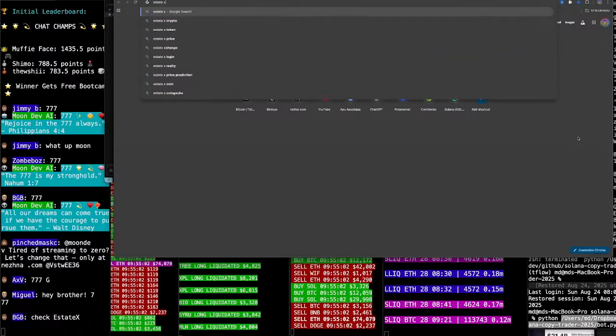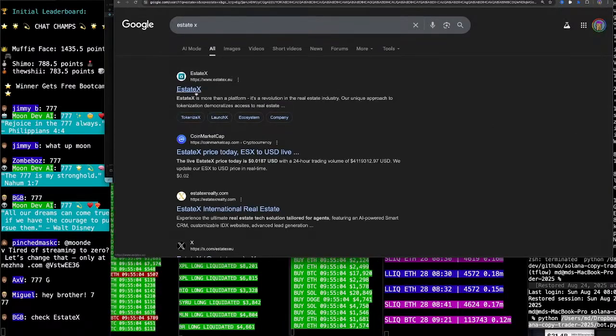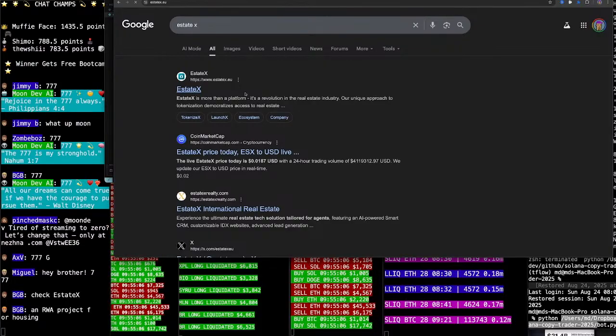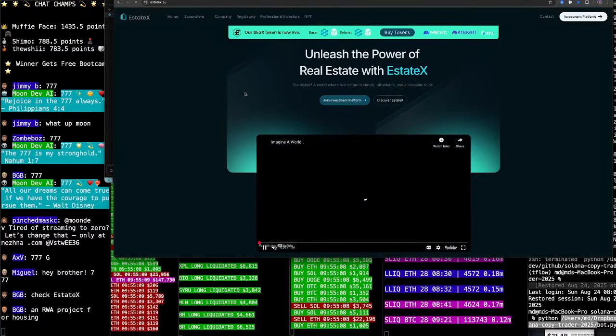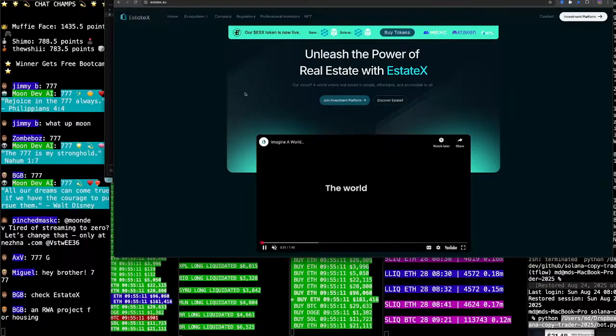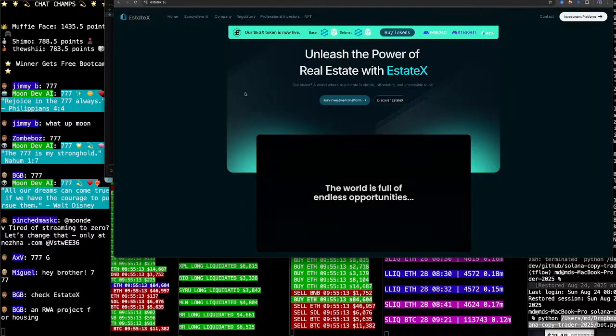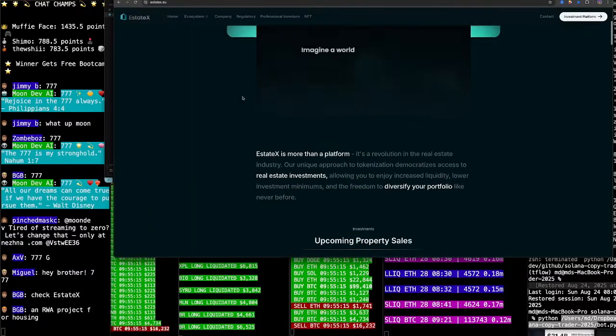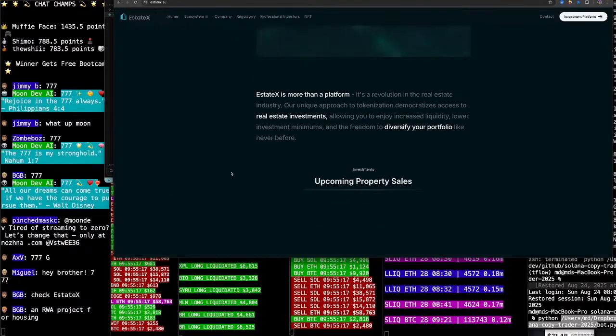Estate X is more than a platform. It's a revolutionary real estate industry. Tokenization. The world is full of endless opportunities. An RWA project for housing.